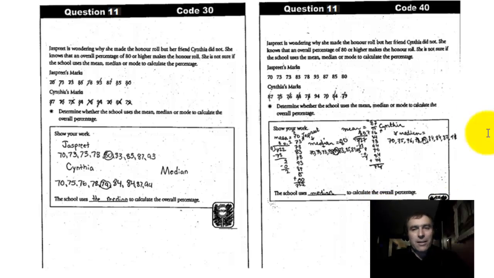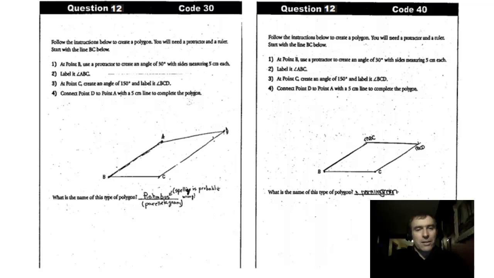So that's the kind of thing you're going to be asked for that kind of question. On to the next one, which is geometry. Follow the instructions below to create a polygon. You will need a protractor and a ruler. Start with a line BC. So BC is already drawn for you, and now it's a matter of following the numbers and putting the right answers in.